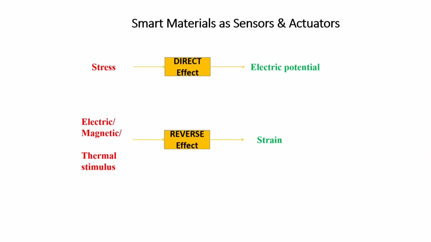Now, smart materials exhibit generally two types of properties. One is called a direct effect, that means the mechanical stress is creating an electric potential, and another is called a reverse effect, that is electric or magnetic field or thermal stimulus creating strain. Remember, the thermal stimulus creating strain is not the same as a thermal strain, it is a phase change. Many times, in fact, the temperature change will create a contraction in the material, not expansion.